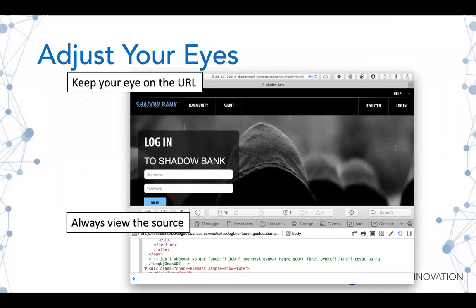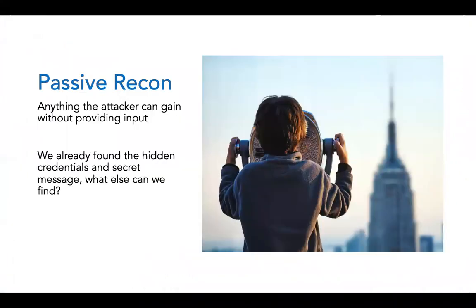So first off, when you start thinking about that early exploration and information gathering, you want to really think about what's going on, and keep your eye on the URL, view the page source, and collect all of this information. And then as you're browsing around, go to every little page and do some passive recon. What I mean by passive recon is anything an attacker can gain without providing input.